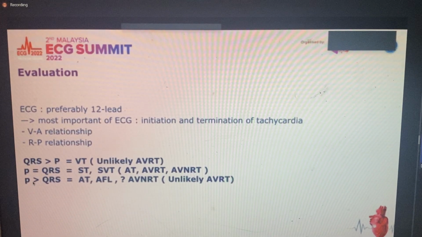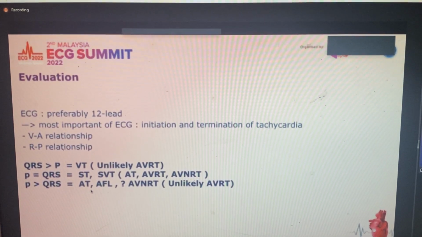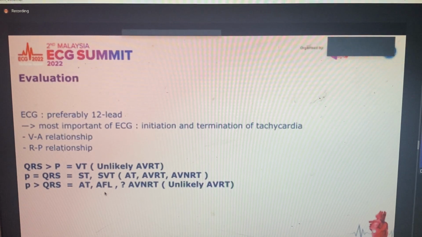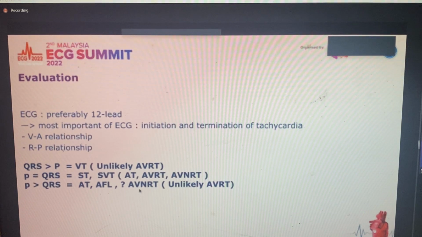And if you have more P waves than R waves, then it is likely something coming from the atrium, which is atrial tachycardia and atrial flutter. But of course, there are some very rare cases where you have AVNRT with a 2-to-1 relationship.